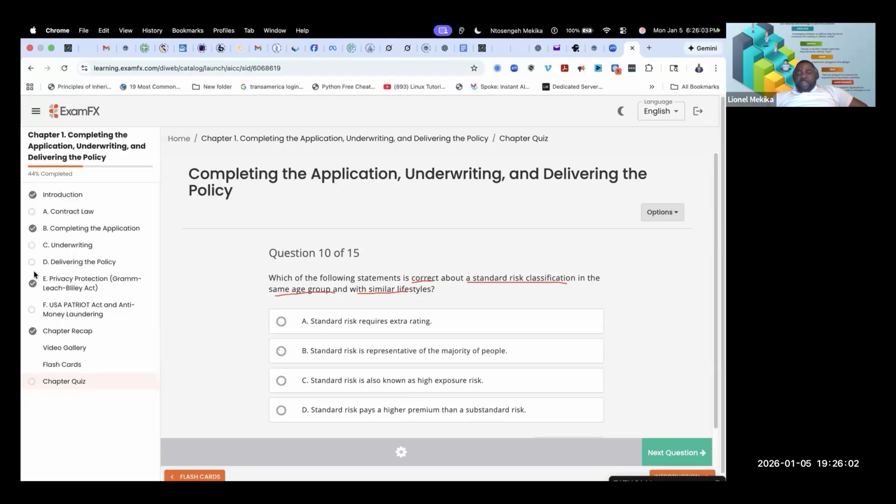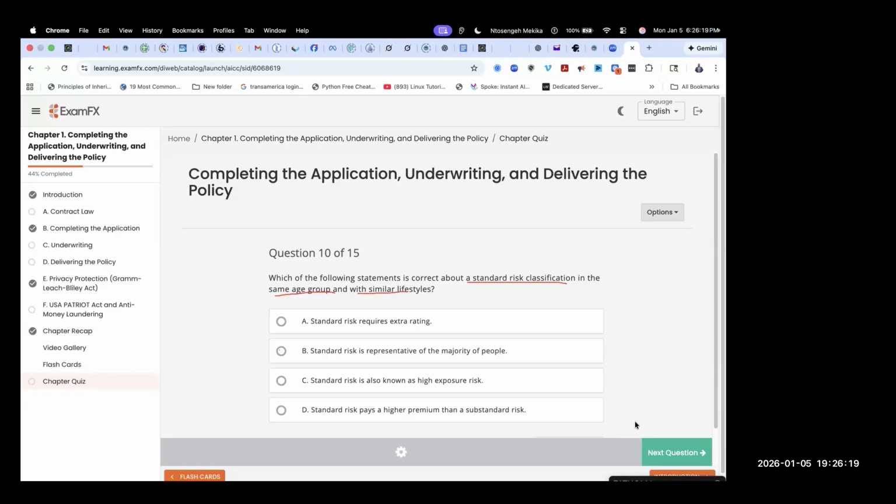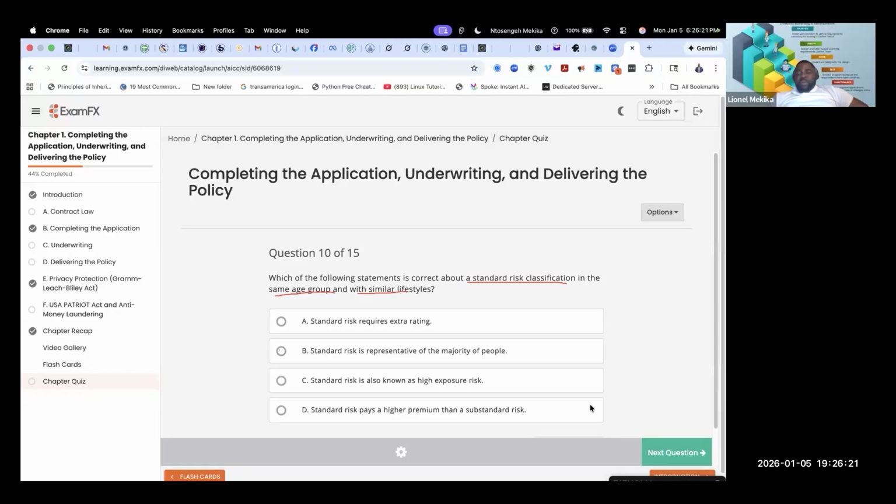All right, let's go. We are looking for the true answer here. A, standard risks require extra rating. B, standard risks is representative of the majority of people. C, standard risks is also known as high exposure risks. D, standard risks pays a higher premium than a substandard risks. So I think that B makes more sense because they are looking for classification and not definitions.